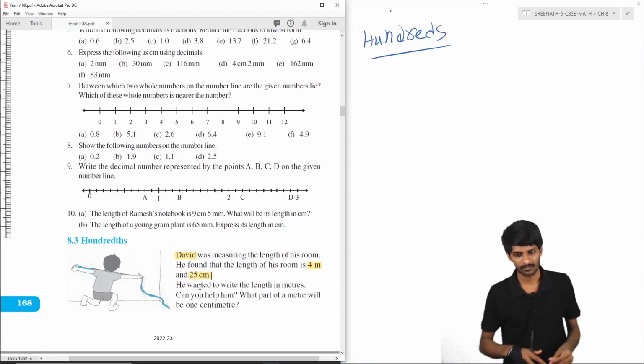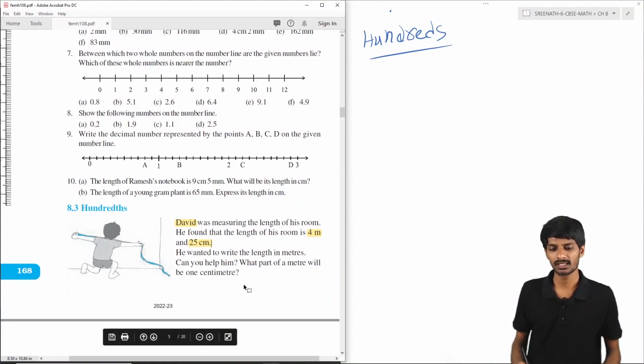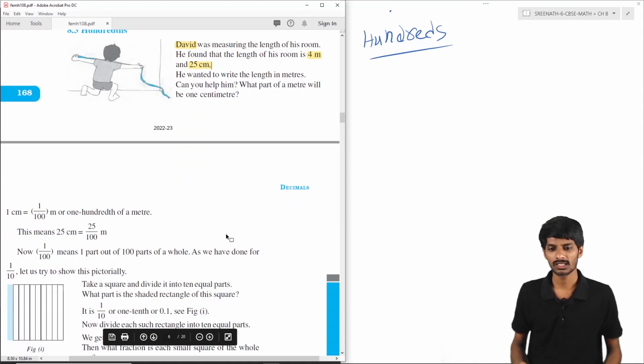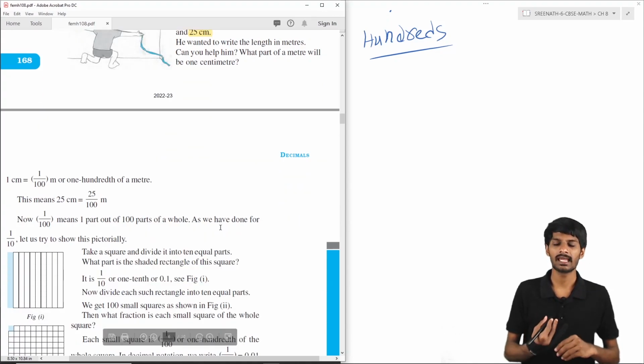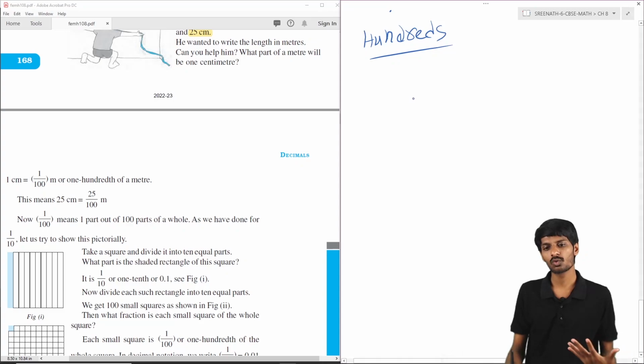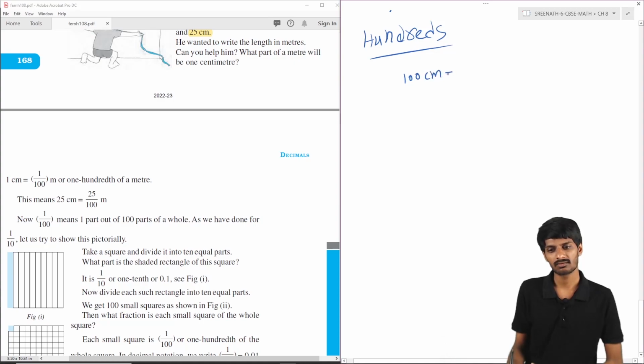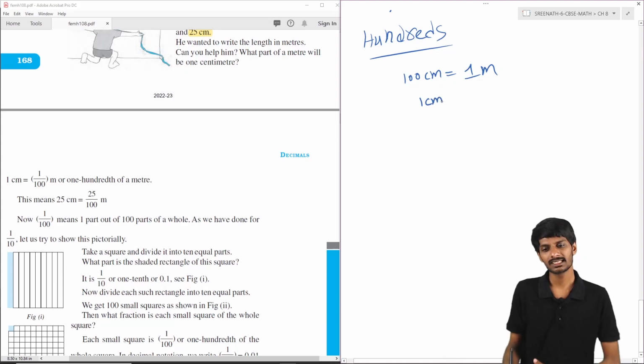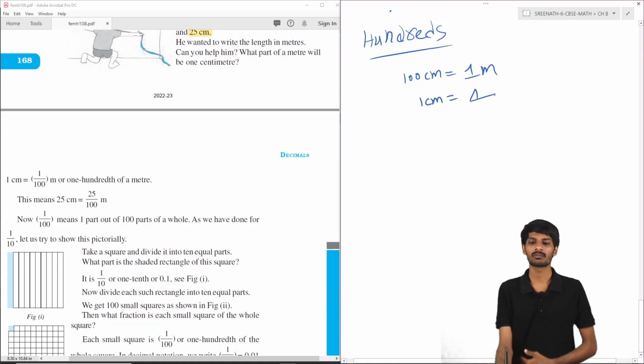In that case, if you want to write it in meters, not in centimeters, how would he write it? One thing we have to know before going to that discussion is that 100 centimeters is equal to 1 meter, students. Okay, so what about 1 centimeter? That is nothing but 1 by 100th.